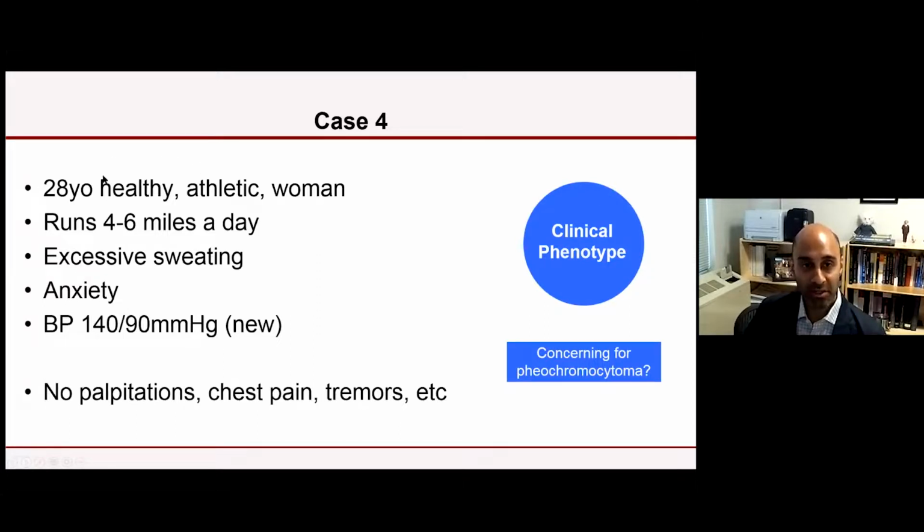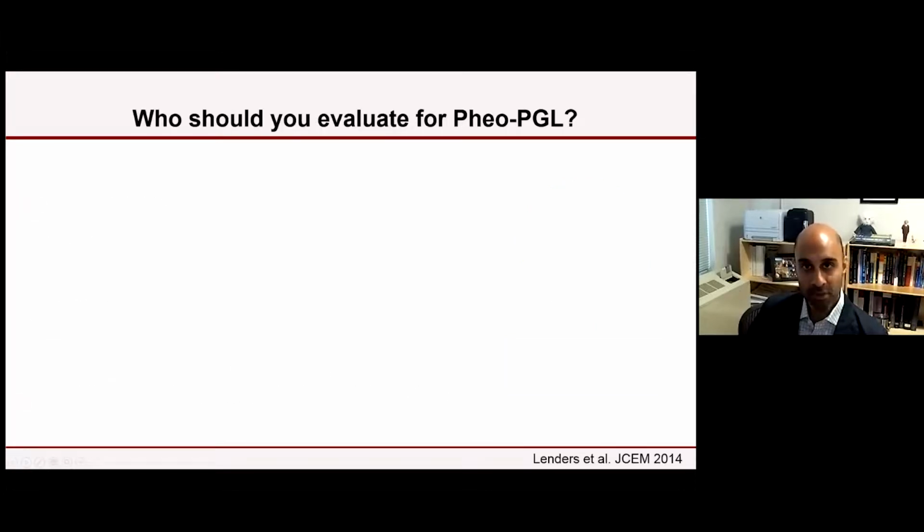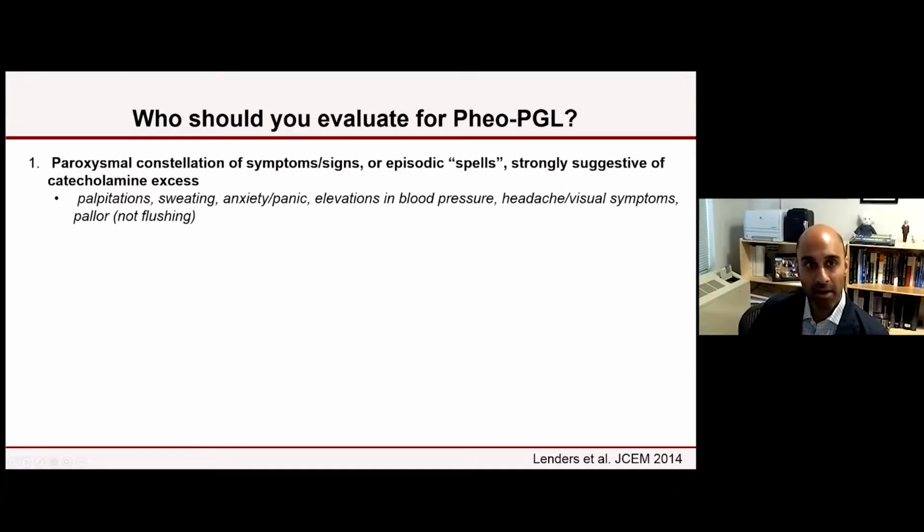And one of the presentations is mild symptoms of catecholamine excess, kind of hyperadrenergic symptoms like sweating and anxiety, like this young woman felt, and sometimes a little bit of an elevation in blood pressure. So who should you screen for a pheo or a paraganglioma?